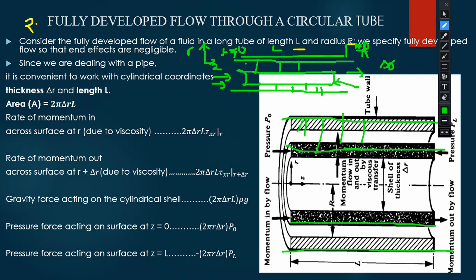Now we realize from our previous lesson that for a steady flow, the sum of momentum in, minus the sum of momentum out, plus the sum of the forces within our system is equal to 0.